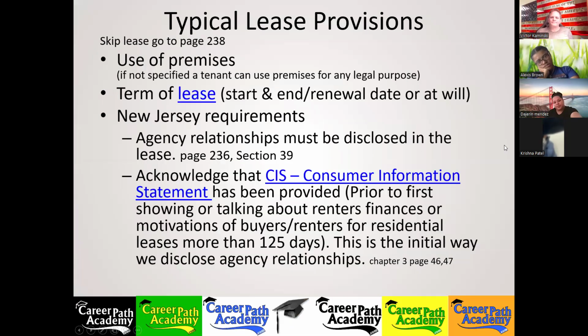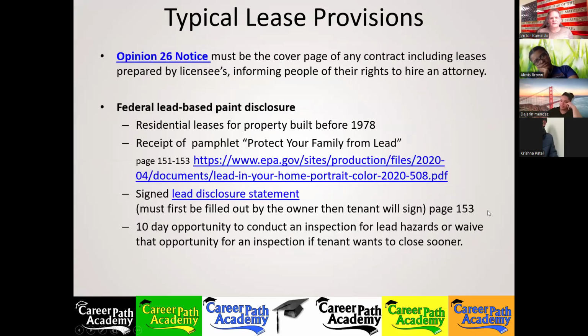So the lease, let's look over the anatomy of the lease again here. The use of the premises, the term of the lease, agency relationships have to be disclosed in the lease. There has to be a CIS acknowledgement that it's been given to the tenant. Opinion 26 must be the cover page.